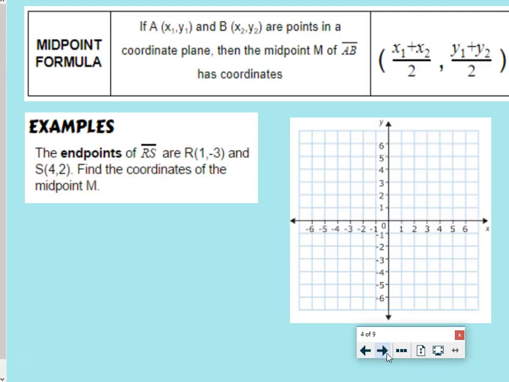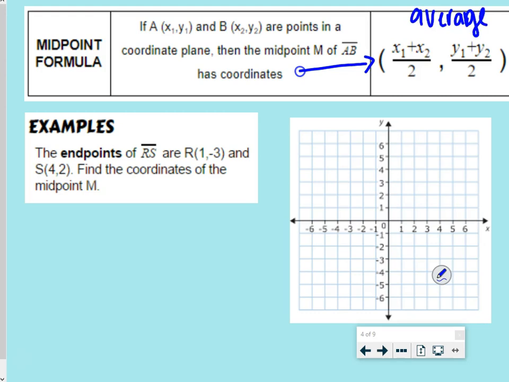Midpoint formula: if A (x1, y1) and B (x2, y2) are points in the coordinate plane, then the midpoint M of AB has coordinates (x1 plus x2 divided by 2, y1 plus y2 divided by 2). We're finding the average of the two coordinate points, which makes sense because the average is right in the middle.